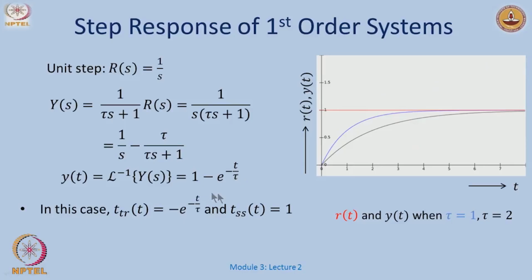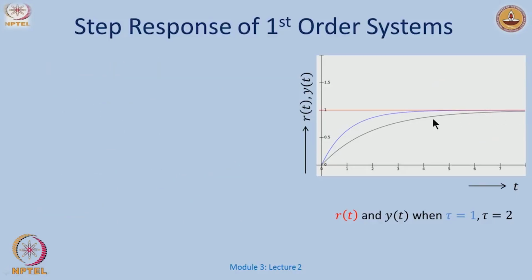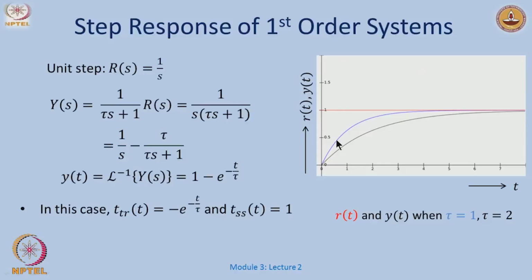If I just plot this for two values, say tau equal to 1, I start at 0 and end up at 1 asymptotically. If I take tau equal to 2, I still end up at y equal to 1, but a little slower than before. So in this case there are two terms. This is the term which vanishes at infinity, the transient term, and this is the steady state term.